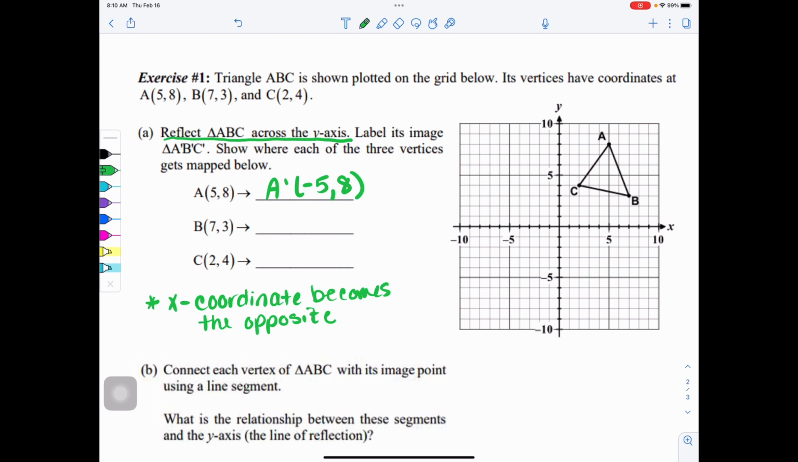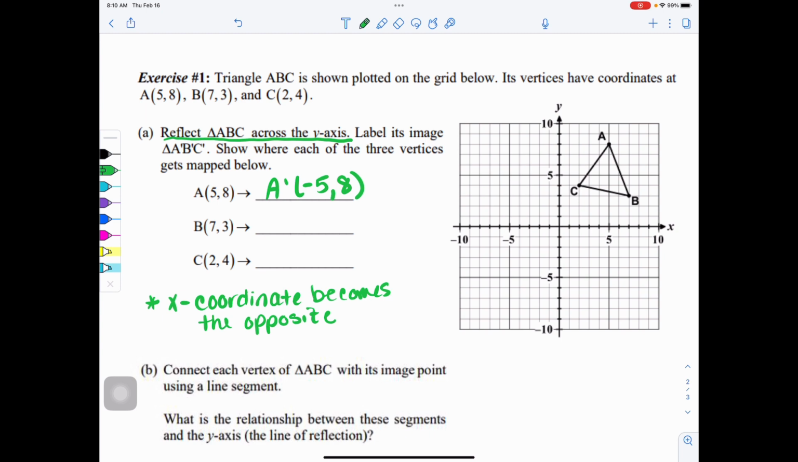Now, before I do that, I want to talk to you about option 2. Option 2 would be to use the idea of what a reflection is, a flip or a mirror image, and count the grid boxes to help you find the location of the point. So yes, I could go take -5, 8 and plot it. We know how to do that. Let's look at the other option.